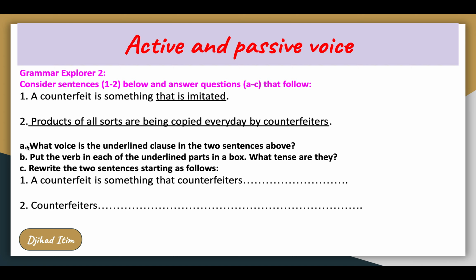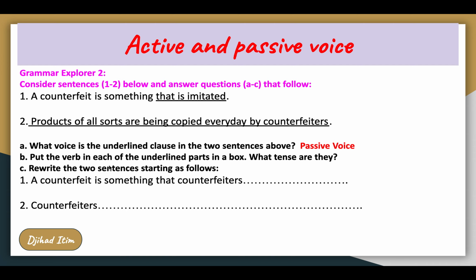For question A, what voice is the underlined clause in the two sentences above? Is it active or passive voice? It is of course passive voice. We have a counterfeit is something that is imitated, which is in the passive voice. For the second, also it is in the passive voice: products of all sorts are being copied every day by counterfeiters.